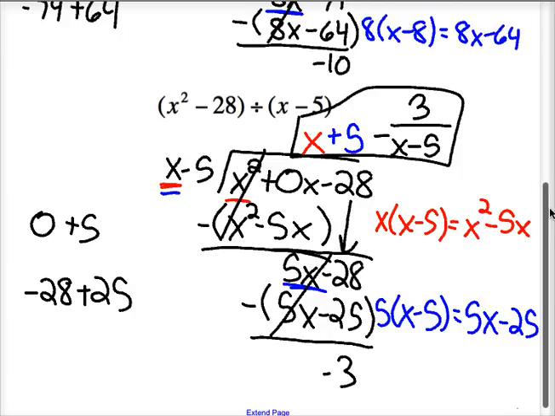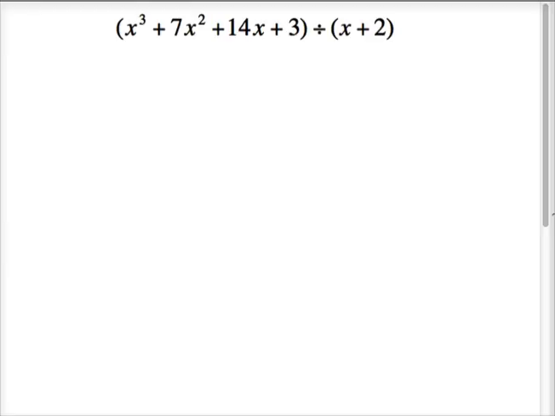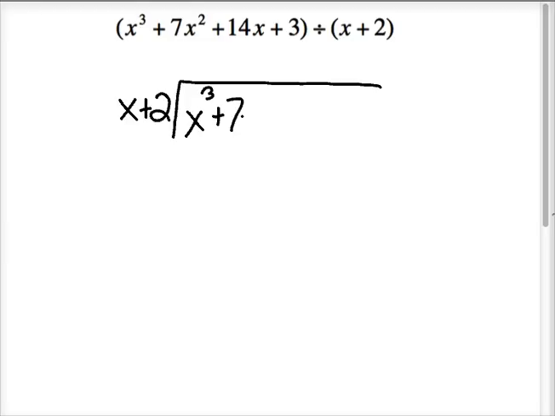All right. There is one more example that I want to do with you. One more example to show you that you can get longer problems here and it still works out. So my x plus 2 is dividing my x cubed plus 7x squared plus 14x plus 3. I'm going to show you that this does work out the same way.